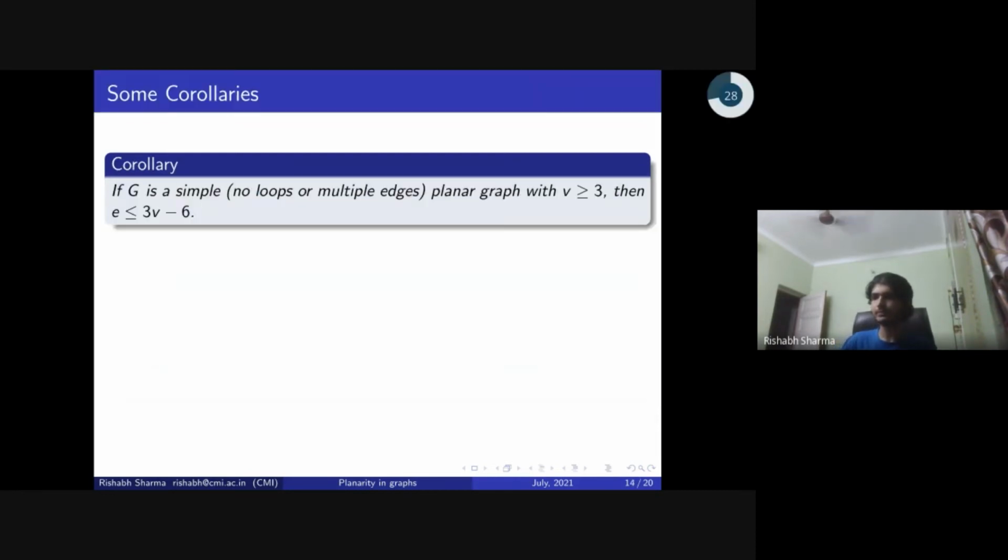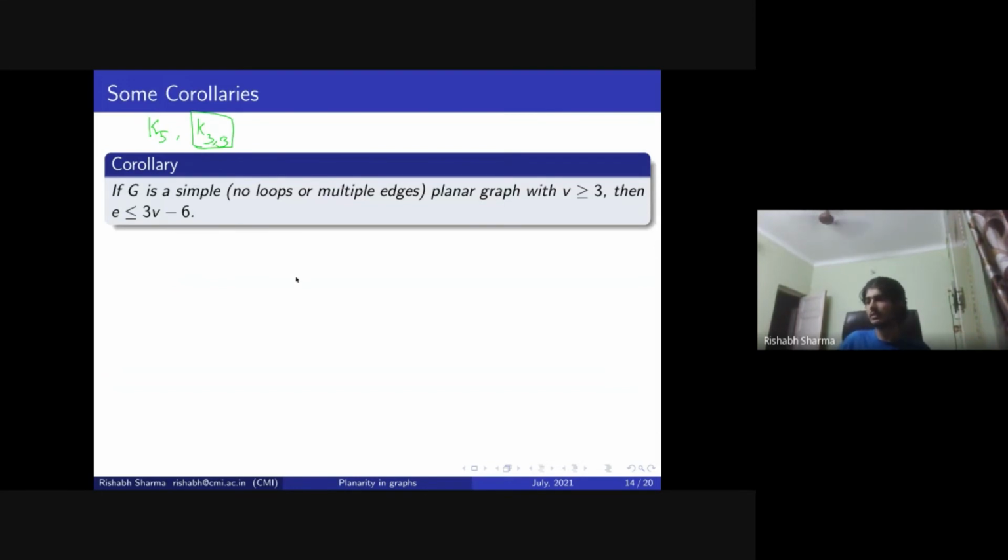So now we will try to look at some corollaries of Euler's formula, and these corollaries will be important in proving why K5 and K33 are non-planar. Again, K33 I haven't explained what it is, so let me just do that now.